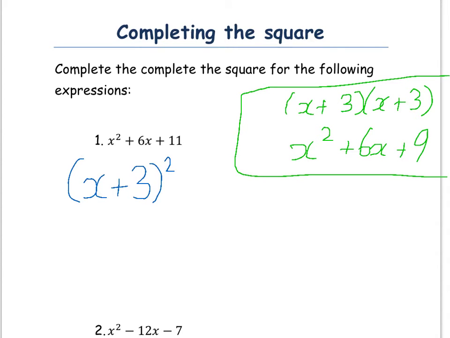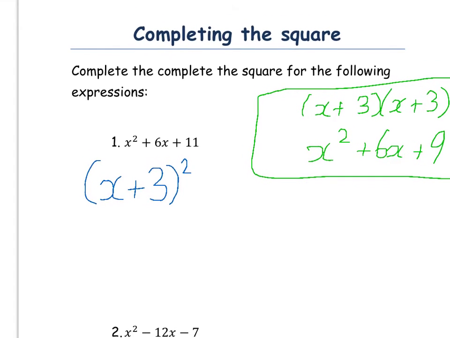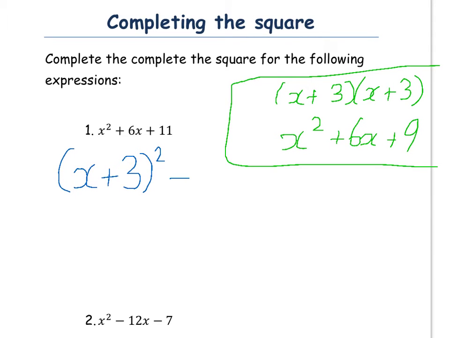Now we didn't want this extra add 9, so what we always must do when completing the square is subtract whatever in the bracket is squared. Here it's positive 3, so we must square that and subtract it. Then we add on the 11 we already had. The last step is to tidy up this minus 9 and plus 11, so it becomes x plus 3 squared, add 2.